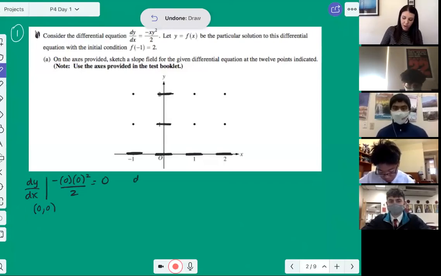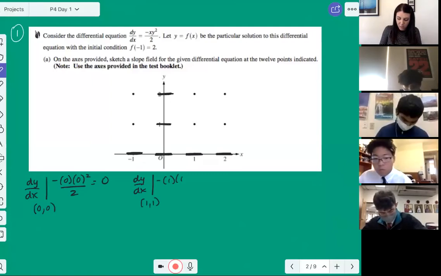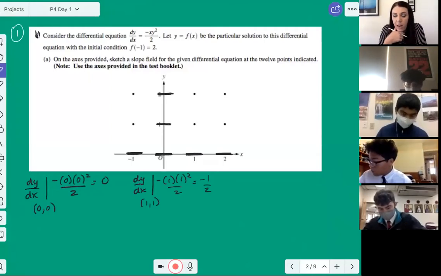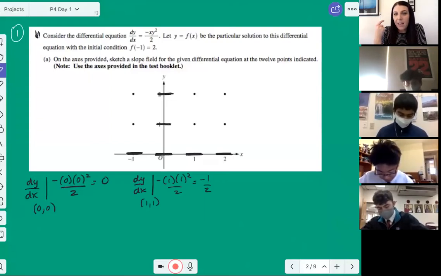So we're going to have dy over dx at the point 1, 1. I'm going to plug in a 1 for my x. I'm going to plug in a 1 for my y. So I get negative 1 times 1 squared over 2, which is negative 1/2. So I have a slope of negative 1/2. First of all, you need to make sure your algebra skills are tight. I cannot see a positive slope there. So many guys miss points because they're like, oops, I forgot what negative slope looks like. Or they make it a slope of negative 2 instead of a slope of negative 1/2.